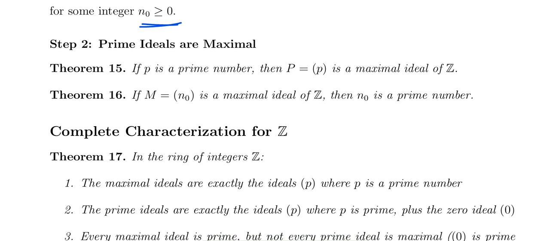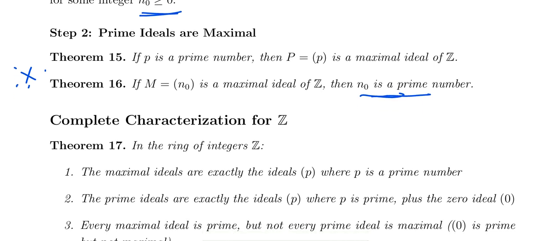When is P a prime ideal or a maximal ideal? If p is a prime number, then the ideal generated by the prime number p is a maximal ideal of Z. If M generated by some integer n naught is a maximal ideal of Z, then n naught is a prime number. This is the important one.